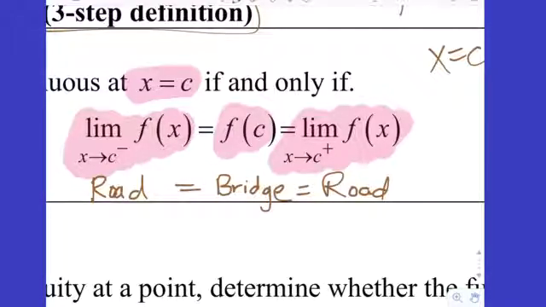Okay? It's the difference between what's happening as you approach versus what's happening at. We need all three to exist, and we need them all to be the same. So once again, if any one of these three things fails to exist, or any two of them fail to equal each other, you're not driving across. The function will not be continuous there. Okay? Let's try it out.